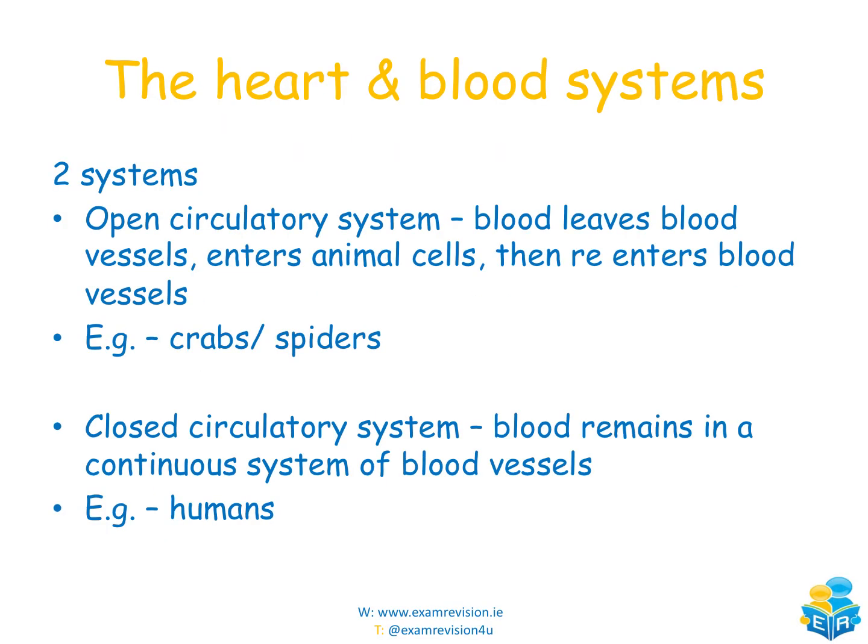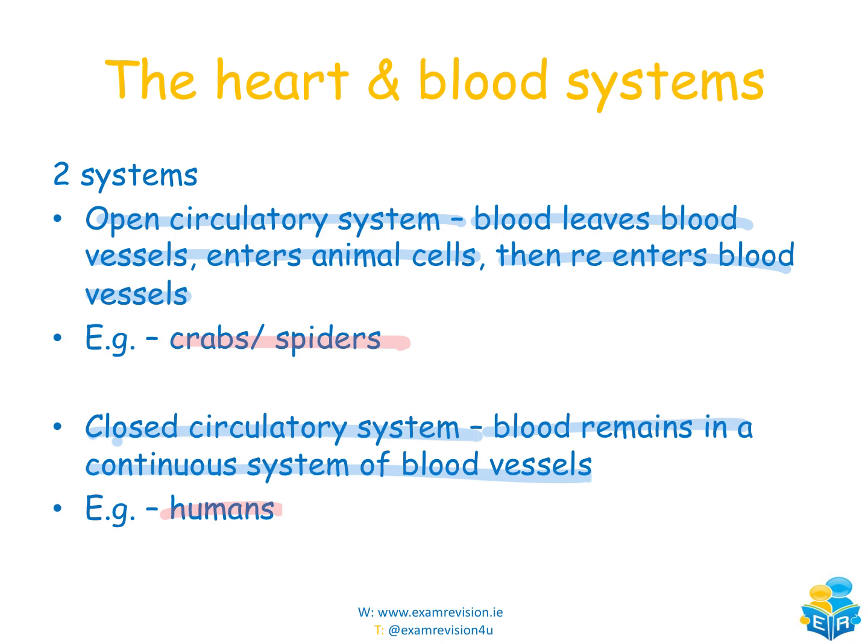We're now going to have a look at the structure of the heart and the blood systems that exist. So there's 2 types of circulatory systems that can exist. We have an open circulatory system, or we can have a closed circulatory system. So an open circulatory system is where blood leaves the blood vessels, enters animal cells, and then re-enters the blood vessels. Okay? The closed circulatory system is where it remains in a continuous system of blood vessels. So an example of the open circulatory system will be crabs and spiders, where we're an example of a closed circulatory system because our blood doesn't actually leave the blood vessels.